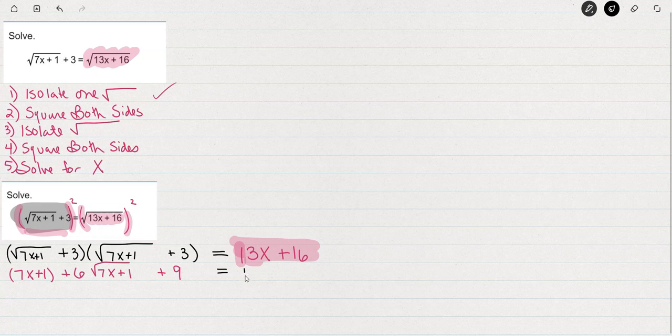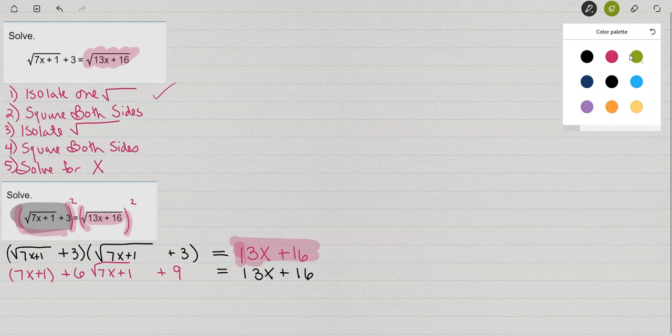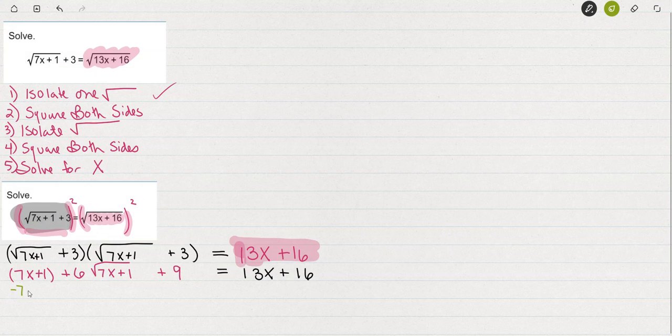Next, I want to isolate this remaining square root. To do that, I'm going to need to subtract 7x and subtract 1 and subtract 9. I'm just going to write that as subtract 10 because we're subtracting the 1 and subtracting the 9, right?